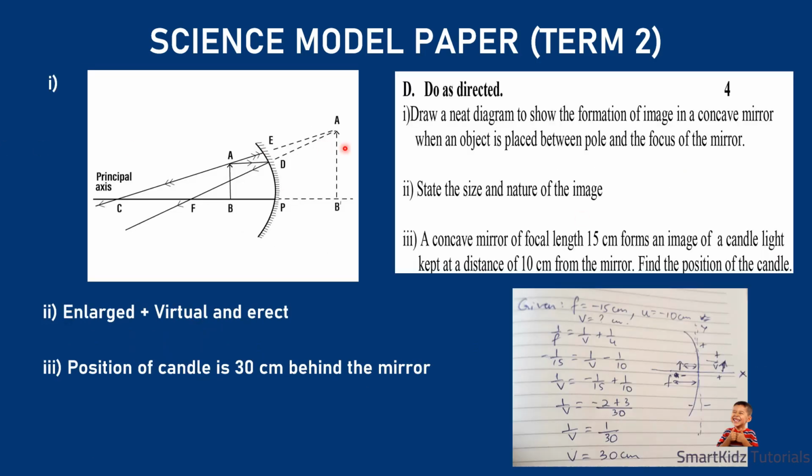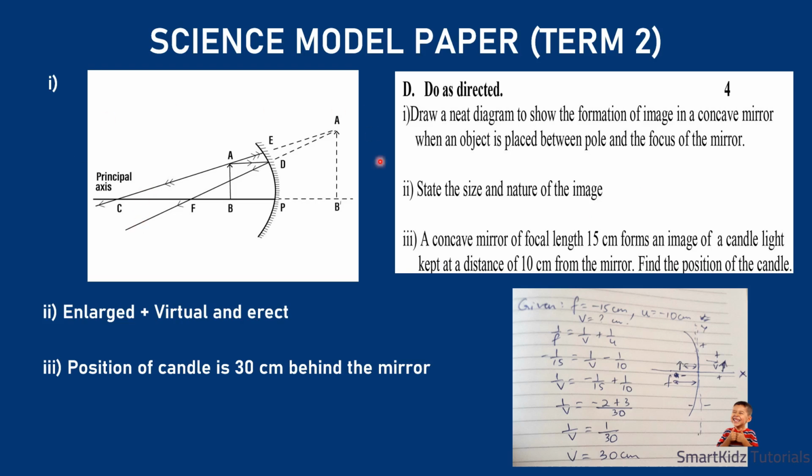Question 3D. This is the final question, and here is a choice over here. Once again, the first choice we'll deal with is for 4 marks. It says draw a neat diagram to show the formation of image in a concave mirror where an object is placed between the pole and the focus of the mirror.